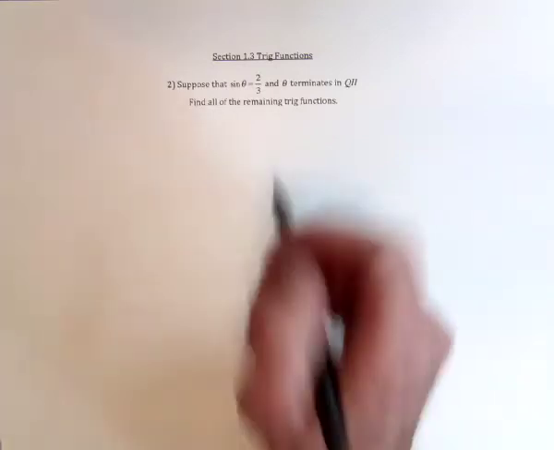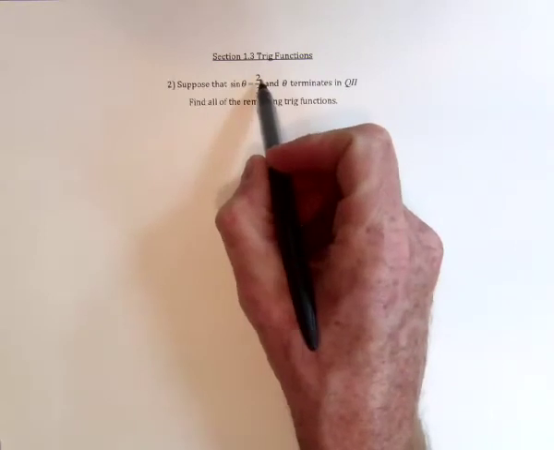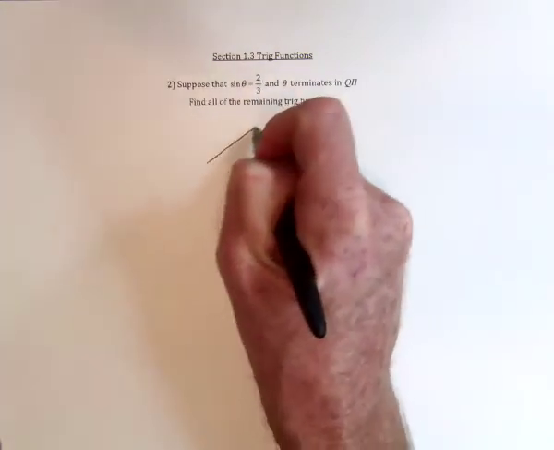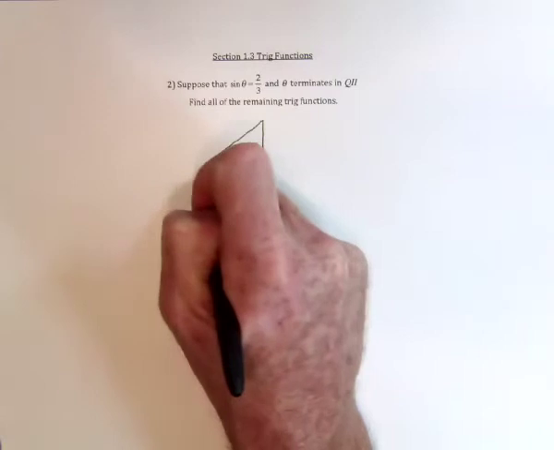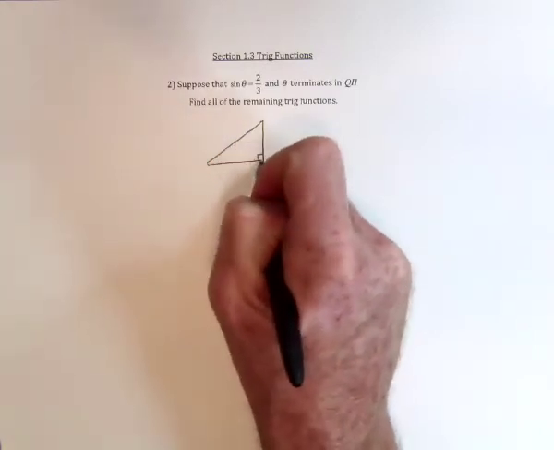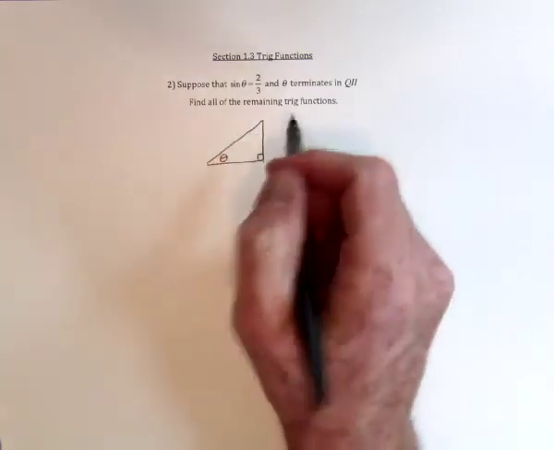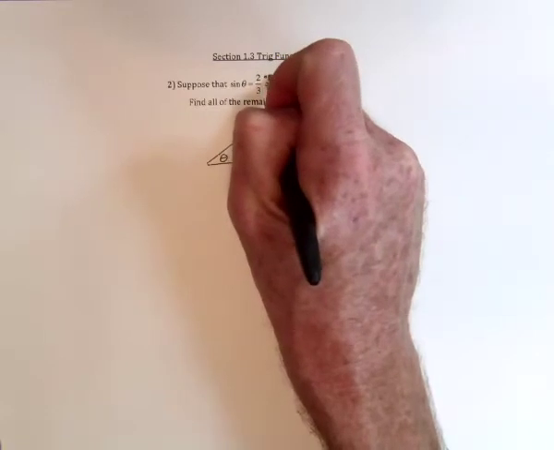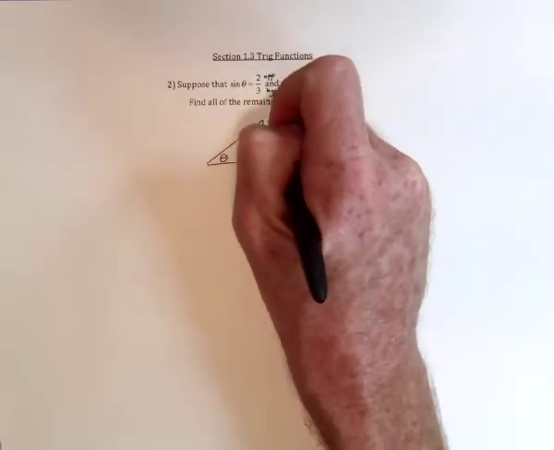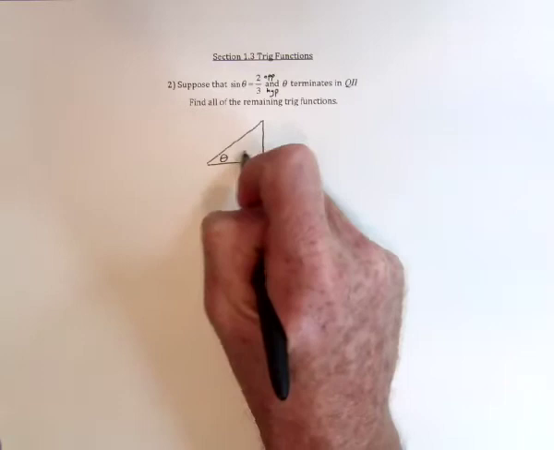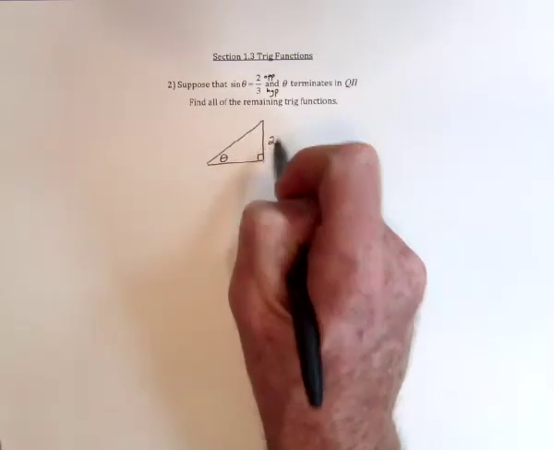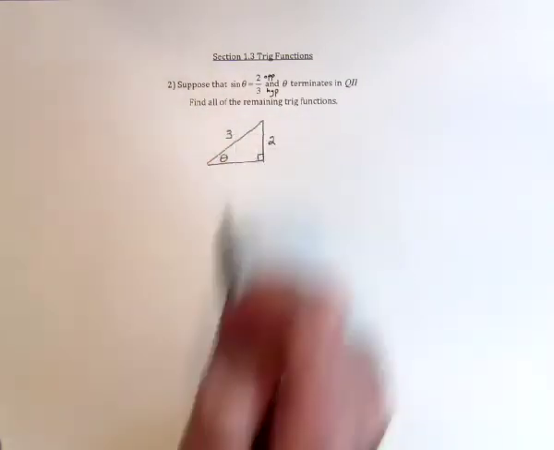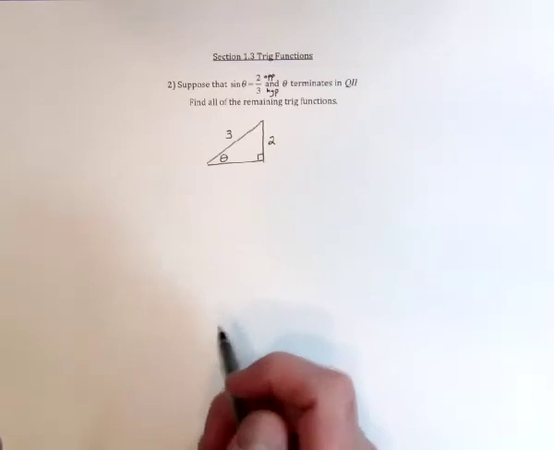With sine of theta equal to 2 over 3, this is basically telling us two sides of a triangle. So we've got a triangle, and theta can be the angle, and sine is opposite over hypotenuse. So opposite of the angle theta is a side of length 2, and the hypotenuse is a length of 3.